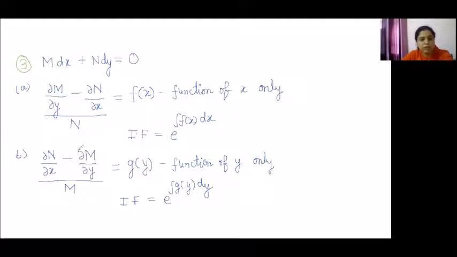Now, if you see it carefully, there's a difference in the numerator in both of these cases. The partial derivatives involved are the same, but here we consider the partial derivative of M with respect to y minus the partial derivative of N with respect to x, and here we consider it in reverse order. So if the first and second rules are not applicable, then we can go with this third one. If this is also not applicable, that is, if we are not getting a function of x only here and not getting a function of y only here, then we can go for the fourth one.